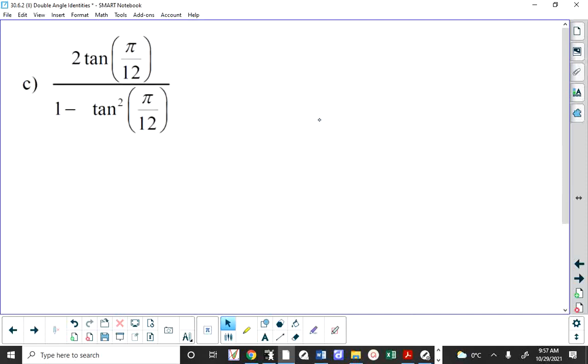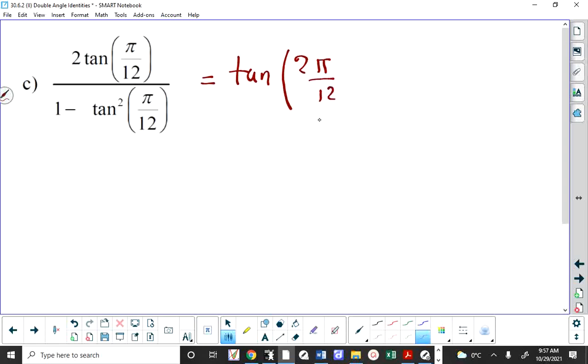Okay. So is there an identity that has 2 tangent of theta on the top and 1 minus tan squared of theta on the bottom? Yes. Tangent of 2 theta. So if this is equal to tangent of 2 theta, then it's equal to tangent of 2 times pi over 12, or tangent of pi over 6, which, since pi over 6 is on the unit circle, I suppose we could spend some time finding it, but I don't care to. That's not the point.